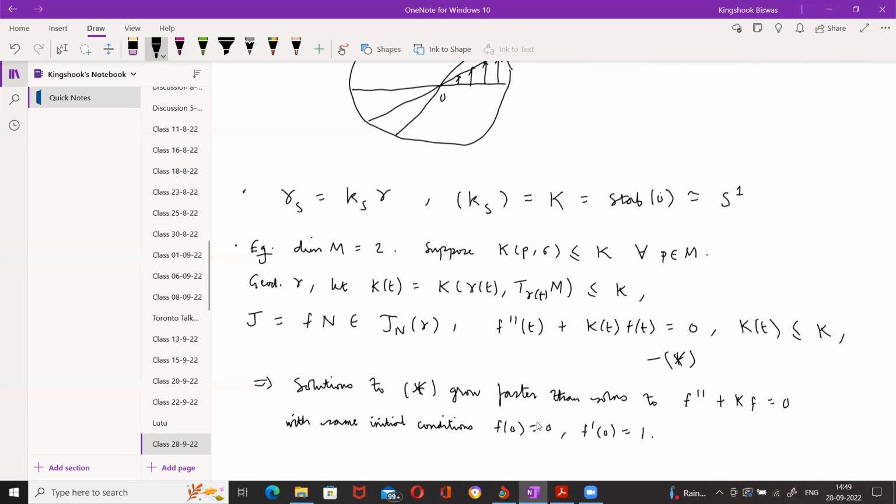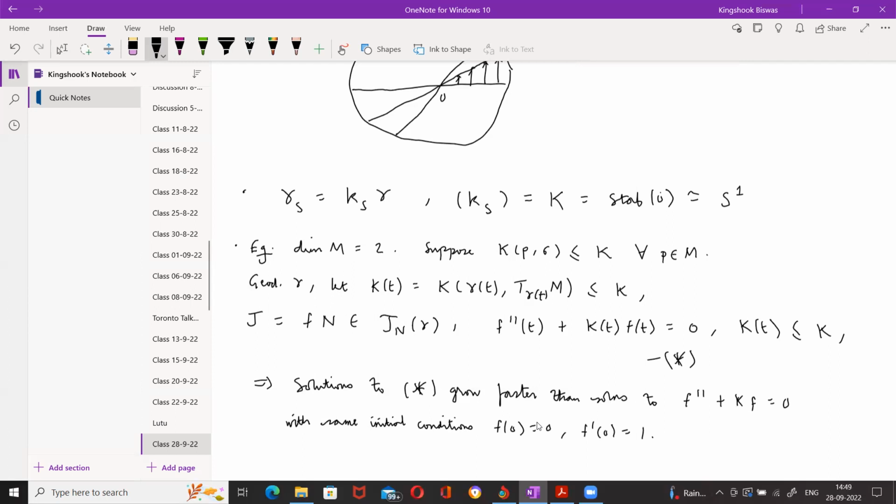Not in this generality, I'm just saying that it's a generalization of this classical fact, trying to make the link with a very classical fact, which is Sturm-Liouville theory. So in a sense, the Jacobi equation is a generalization of Sturm-Liouville theory to higher dimensions. You can think of it like that.